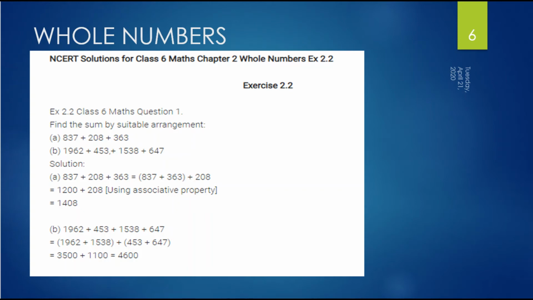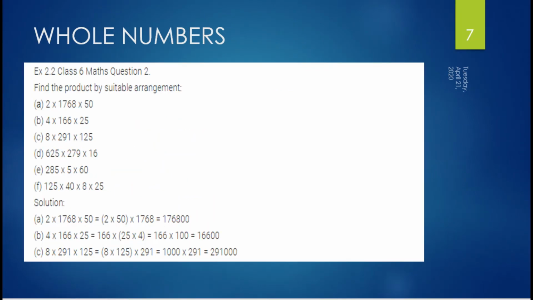So we'll keep them together, and the other two numbers, 3 and 7 at one's place, will become 10. So we have made these two groups. Adding these numbers, 3500 plus 1100, the answer comes out to be 4600.